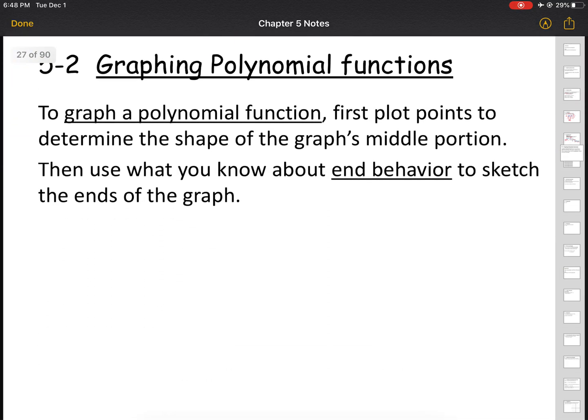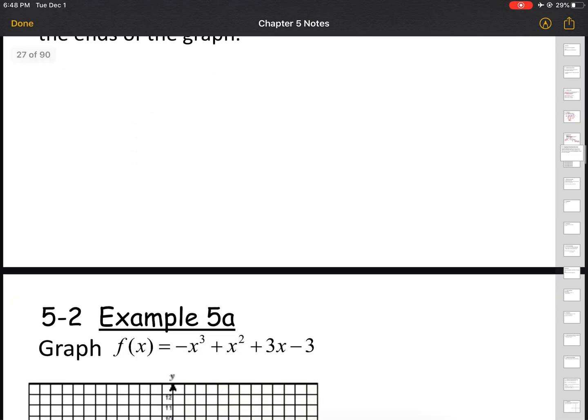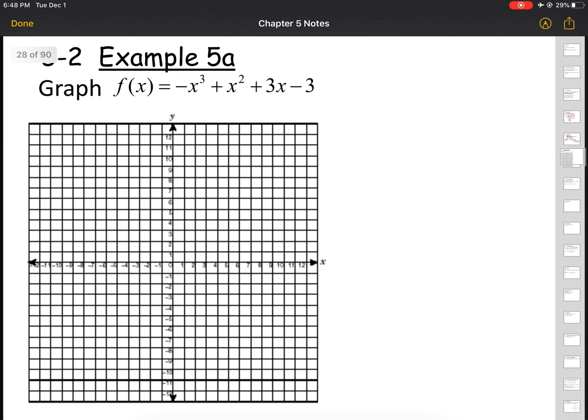In order to graph polynomial functions, we're first going to plot points to determine the shape of the graph's middle portion. Then we're going to use what we know about the end behavior to sketch the ends of the graph. For example, here I have this polynomial function of a third degree because that's my highest exponent, so the degree is 3. And my leading coefficient is negative, since it's already in standard form, it's a negative 1.